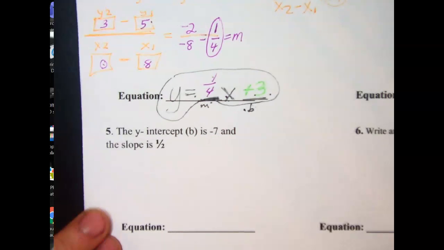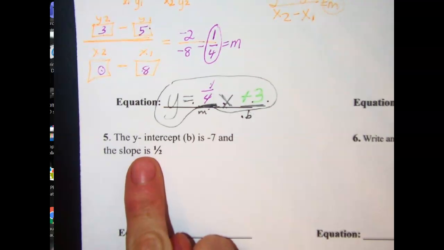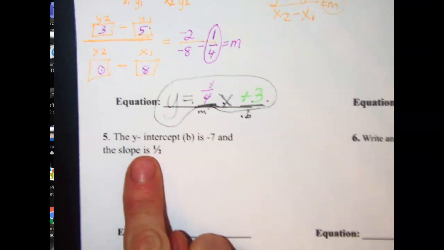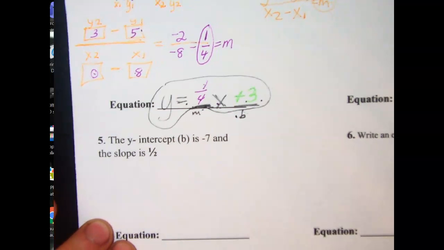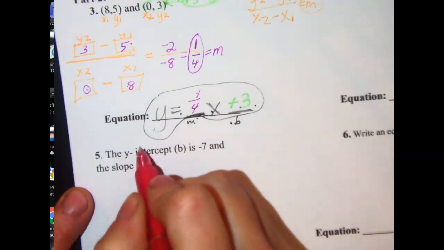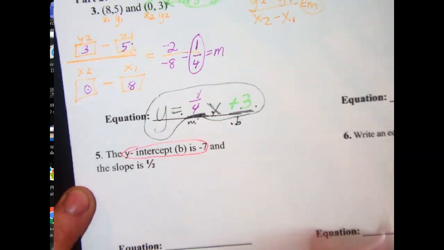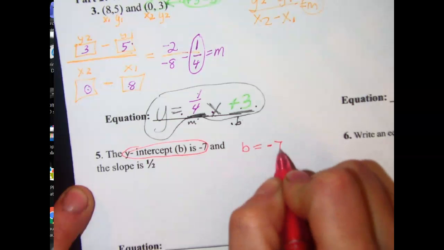Actually, this one is even easier because it's just given to you in a sentence. It tells you the b and it tells you the m. So this is one of the easier ones. You just have to know the vocab. So we talked about already, our y-intercept is our b. So if our b right here, it says the y-intercept is -7. We know that b equals -7. We have that part of the equation.